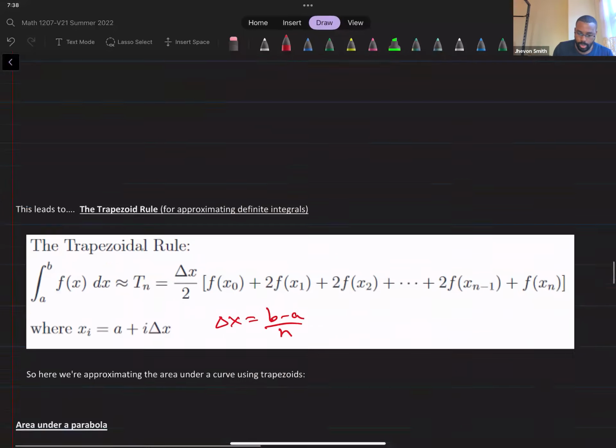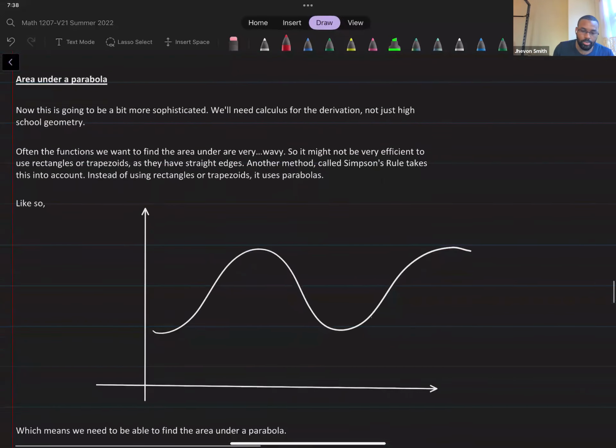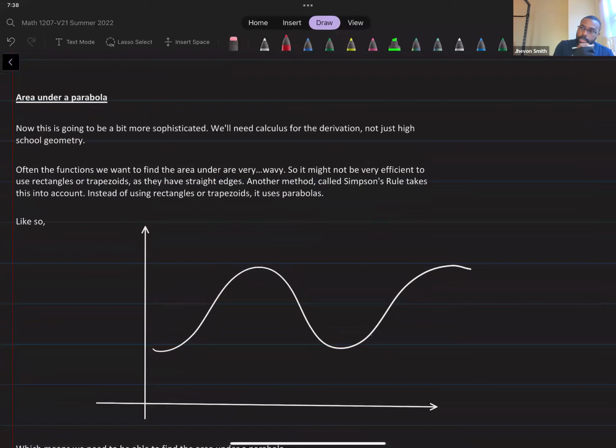Now, I want to talk about the Simpson's rule formula. For that, we need to know how to find the area under a parabola. Because with Simpson, the idea there is, okay, we've seen it using rectangles and we've now seen it using trapezoids. But again, things are wavy and curvy, and so using a straight line thing makes you feel like you're always just going to miss too much. And so one thing you could actually do is start to get something curvy to try to fit the curvy lines. And so Simpson actually uses parabolas.